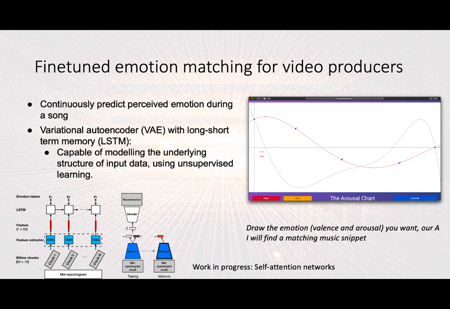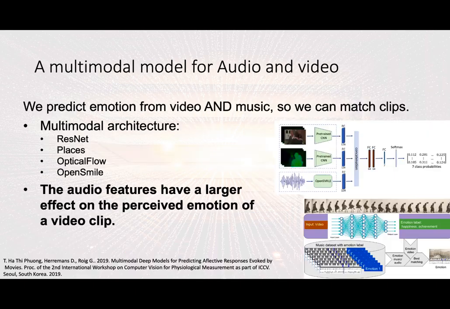Secondly, we also predicted emotion values at each half a second. This time we used an LSTM, which is a type of RNN model, to make these predictions per time step. We'll go into RNNs later in this class. This allows us to have people draw a valence and arousal graph, and we can match very detailed music. Think of video producers who need a fragment that is relaxed, climax, energetic. We can use a search algorithm, combine it with our predictive algorithm, and give them very particular music.